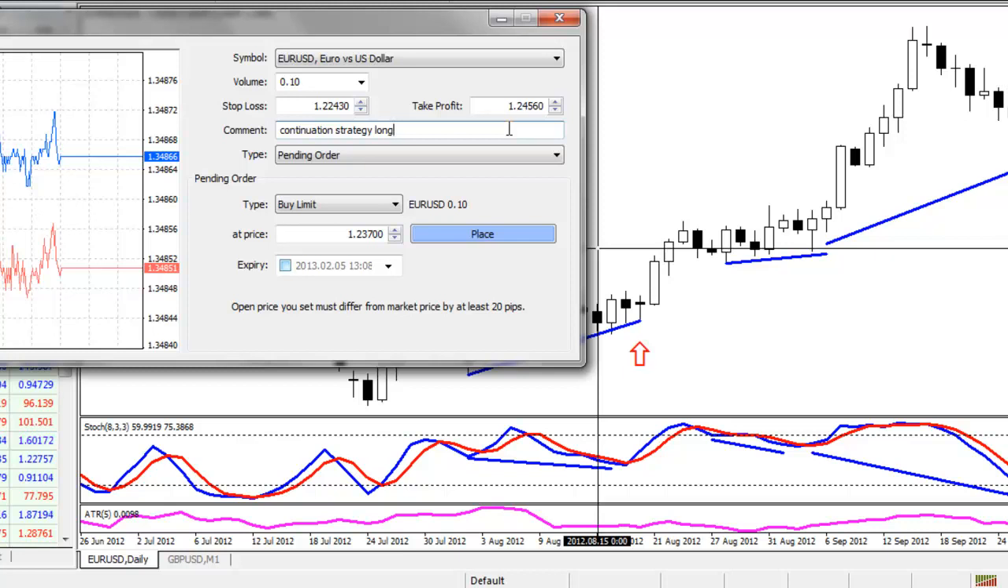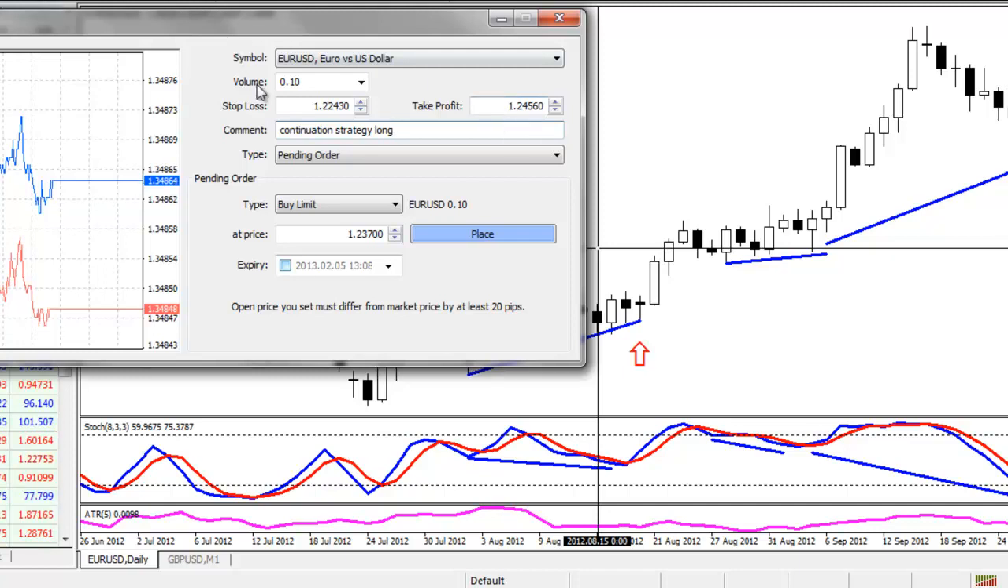I tend to do this on all of the different systems and strategies that we trade purely because it helps me to understand which position is which and what's running well, because it also helps when you're reviewing your trades. You can see what your continuation strategy is making for you, what your reversal strategy is making for you, and also what your swing strategies are making for you.